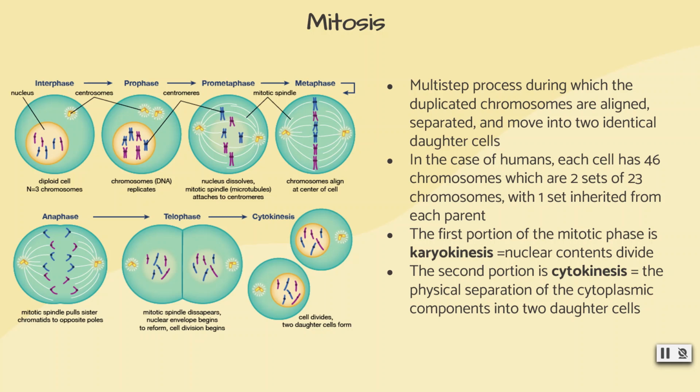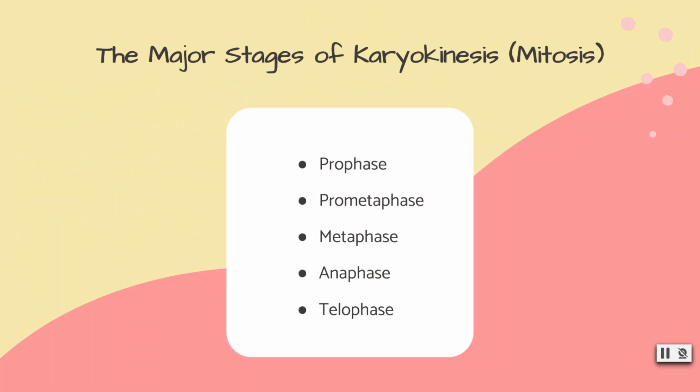And we have the first portion of the mitotic phase, karyokinesis, in which the nuclear contents divide, and the second portion is cytokinesis, which is the physical separation of the cytoplasmic contents into the two daughter cells. So we'll focus on the major stages of karyokinesis or mitosis, which are prophase, prometaphase, metaphase, anaphase, and telophase.